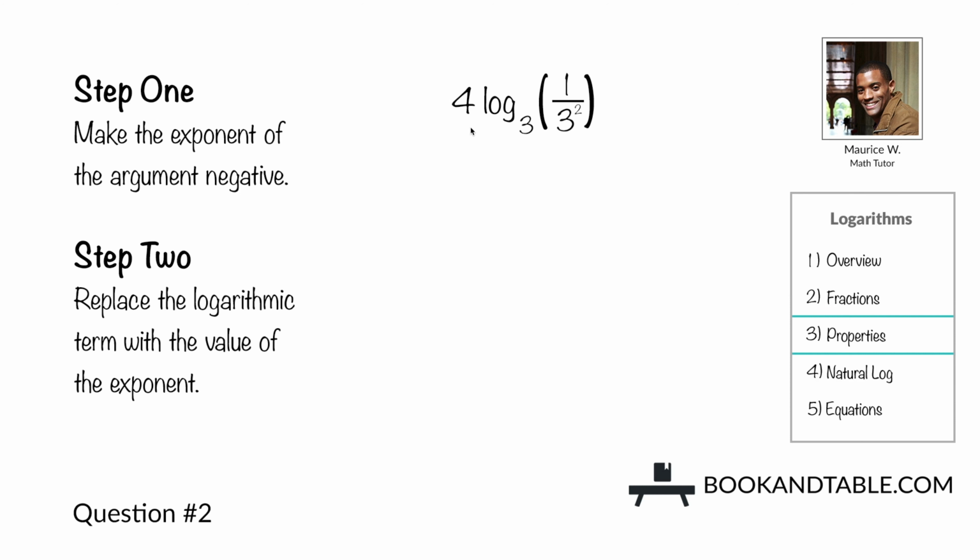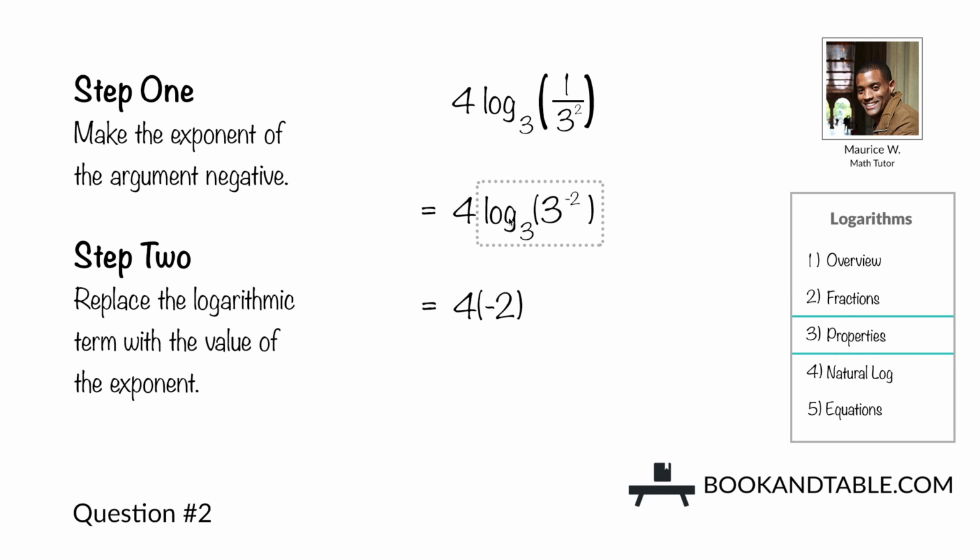We were given 4 times the log base 3 of 1 divided by 3 squared. We want this argument to have a base of 3 to match this base. So step 1, we want to make the exponent of the argument negative. The 2 here is positive in the denominator, but we can have the reciprocal, which would be 3 to the power of -2 over 1. And now our base 3 matches this base, so these can cancel each other out.